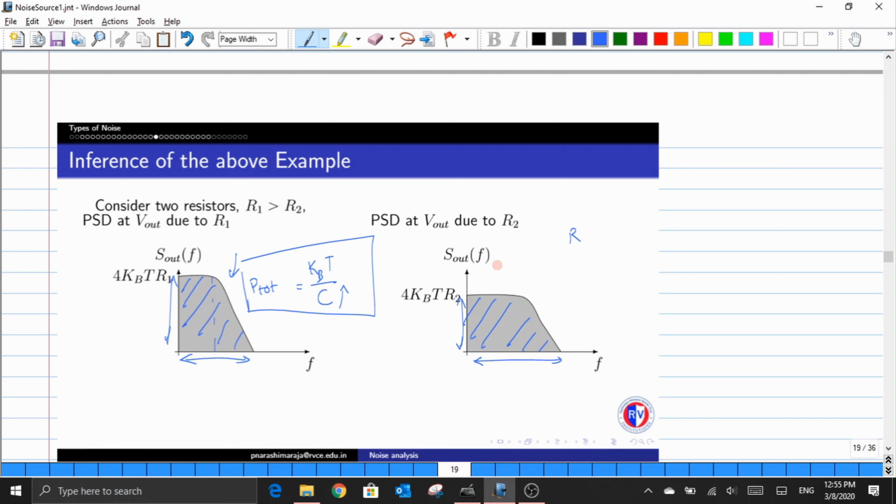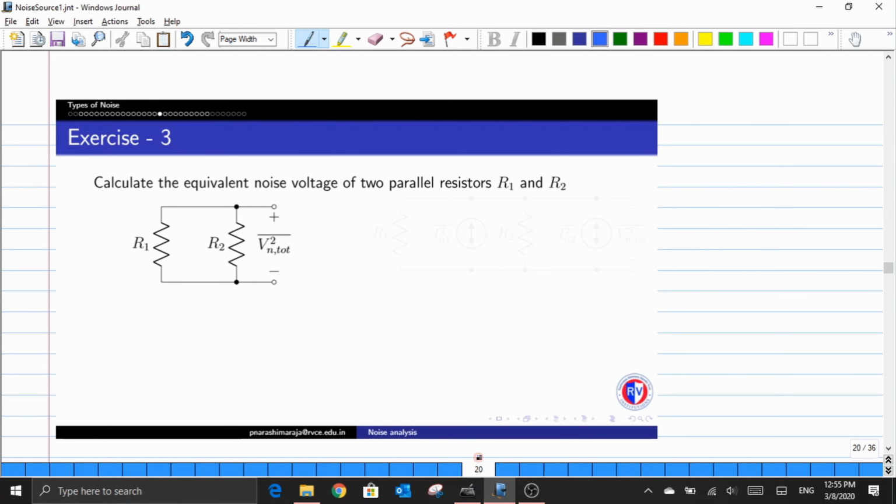Now, let's do a third example, which is to compute the equivalent noise voltage of two parallel resistors R1 and R2. Let's again try to understand the question first. The question asks us to compute the noise voltage, which means we are being asked to compute the RMS value of the noise sources, and that noise source is supposed to be in terms of voltage.